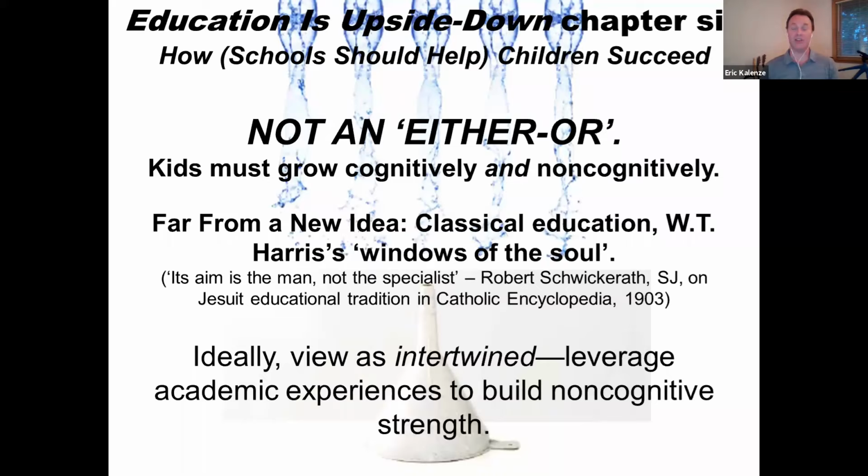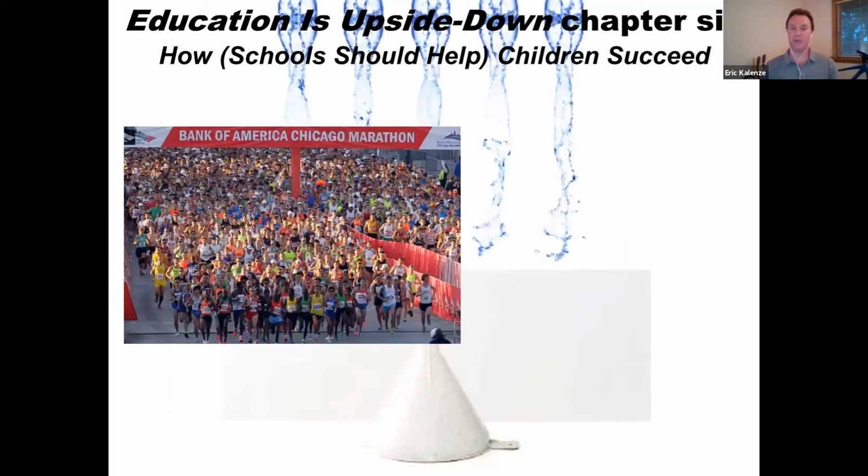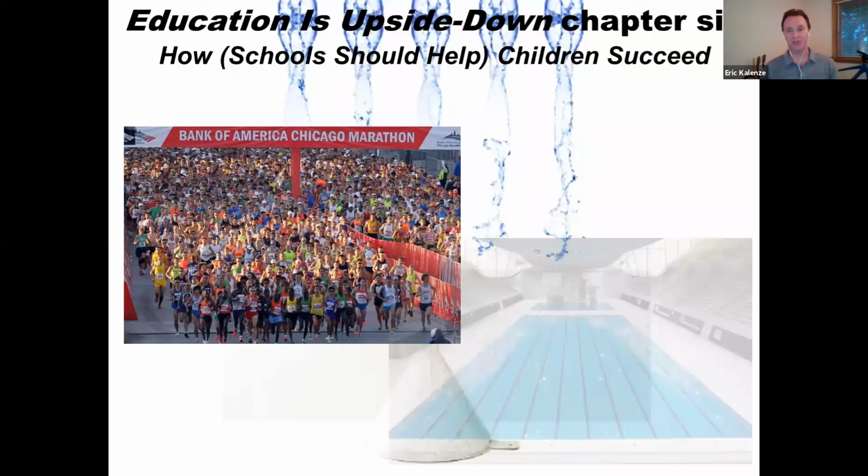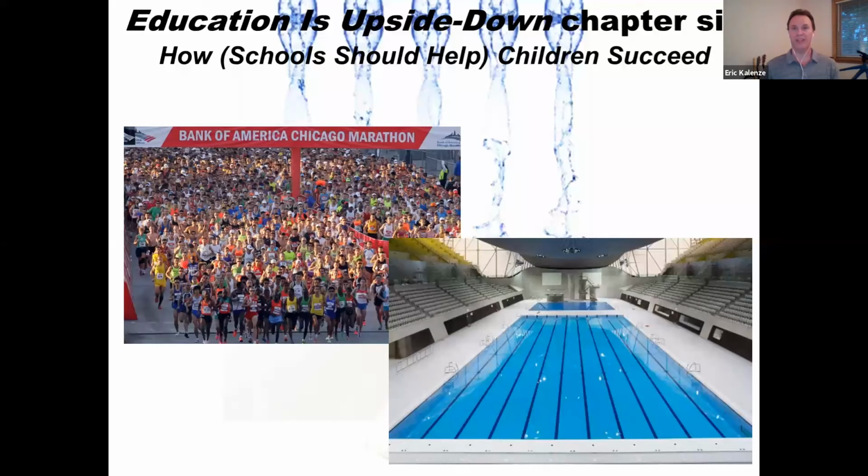And basically what I say in Chapter 6 of Ed Is Upside Down is ideally we would view them as intertwined, okay, to use academic experiences and leverage them to build kids' non-cognitive strength. Okay. And all of that prelude is what leads to this metaphor of the marathon and the swimming pool. Okay. So the marathon, and this is how I put it in the book, is this exercise we're preparing all children for.